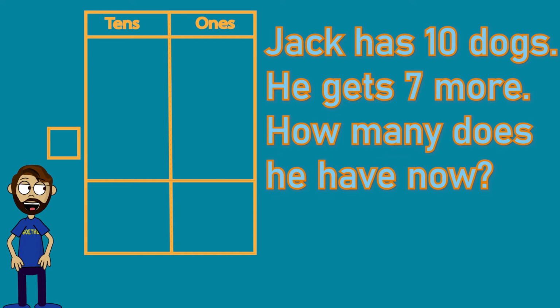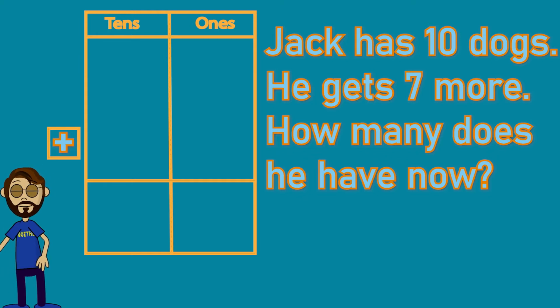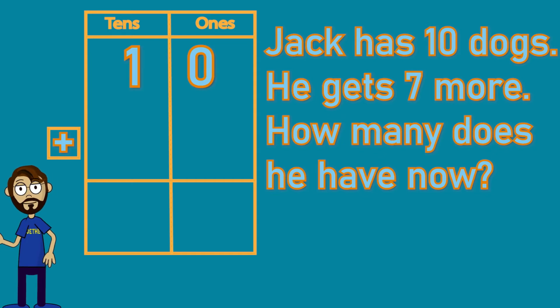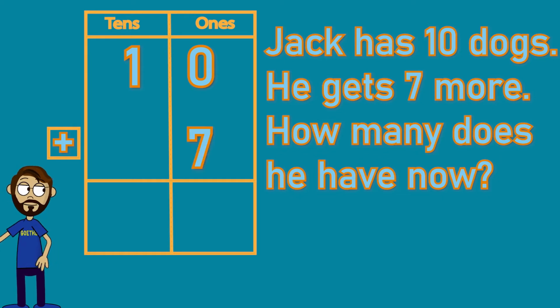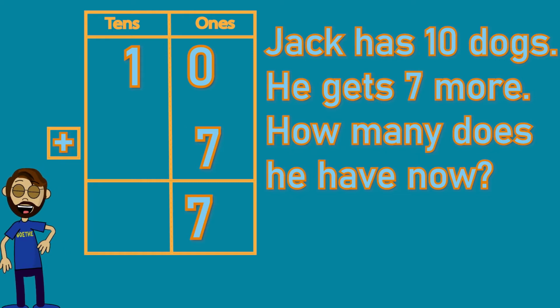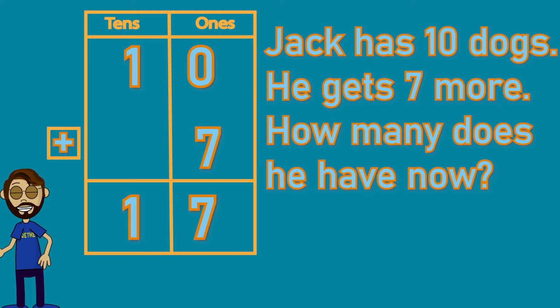So in this problem, we hear that he's getting more dogs, which tells us that we're going to add and use a plus. Our first number is 10, which has 1 ten and 0 ones. And then our next number is only 7 ones. So let's start by adding up the ones. 7 plus 0 is still 7, so we have 7 ones. And then 1 plus nothing is still 1. So 10 plus 7 is 17. He has 17 dogs. That's a lot of dogs.